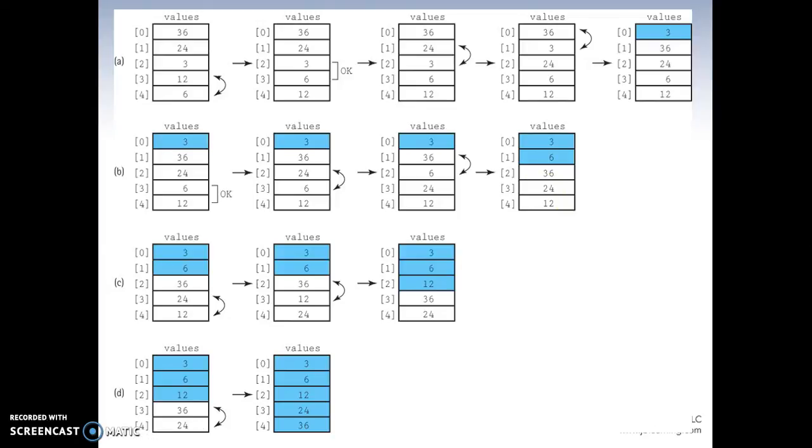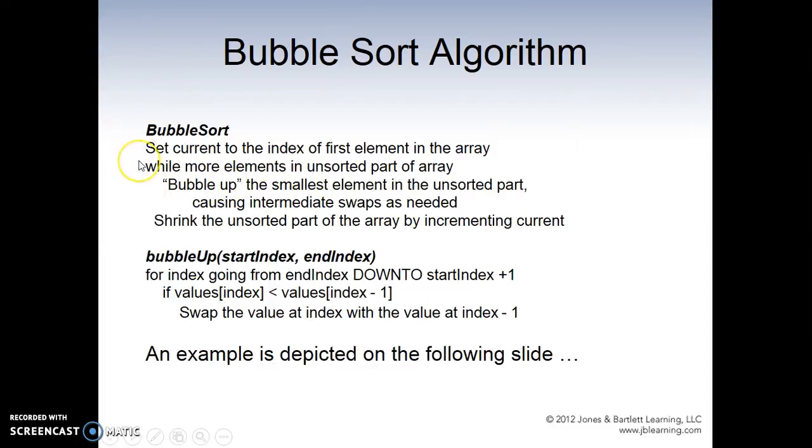So let's look at the algorithm. We set current to the index of the first element in the array. While there are more elements in the unsorted part of the array, bubble up the smallest element into the unsorted part, which is do the swap here, and shrink the unsorted part of the array by incrementing current.